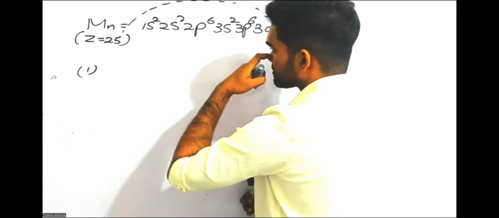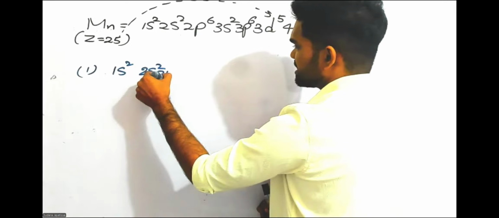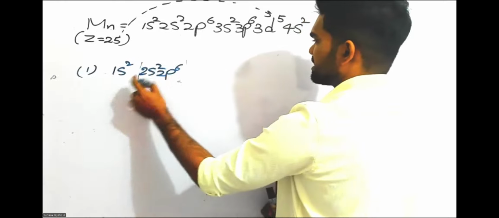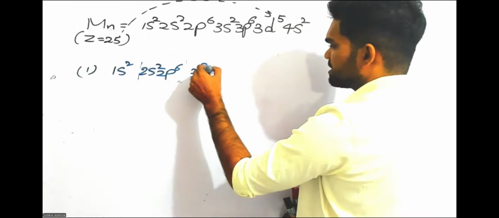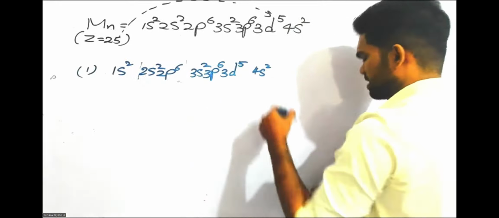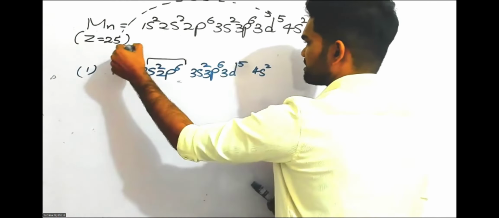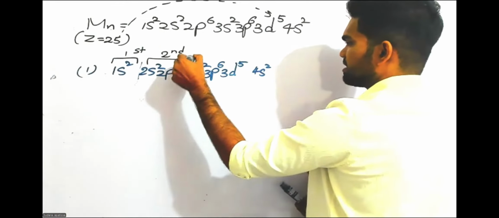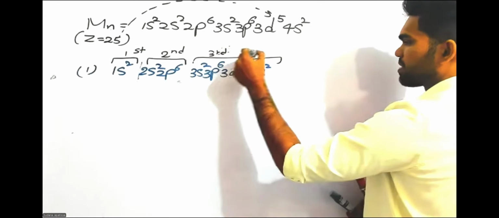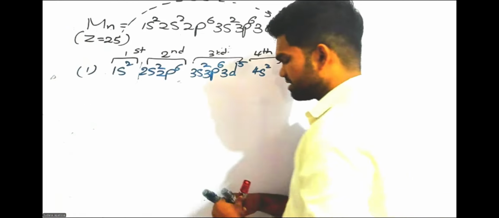So 1s2 is in the first energy level, 2s2 and 2p6 in the second energy level, 3s2, 3p6 and 3d5 in the third energy level, and 4s2 in the fourth energy level. Like that: first, second, third, and fourth energy level. So that's an easy statement.